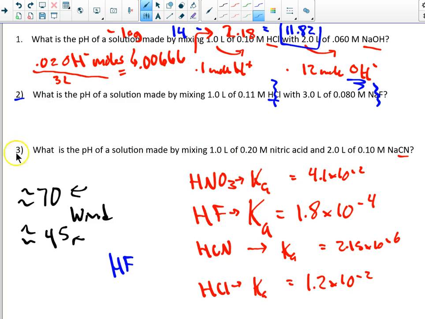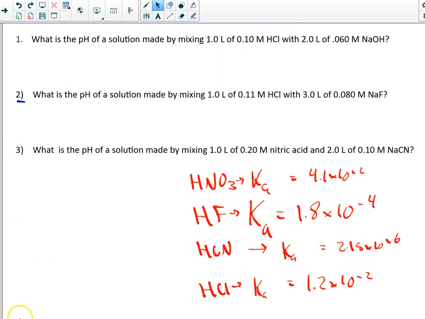Number 3 is going to be similar to number 2 probably. Okay, number 2, what is the pH made by mixing HCl with NaF? So we have F minus and we have H plus. So that's a good sign that this might be a buffer. We have to do the math first, right? So it's just 1 times 0.11, so you have 0.11 moles of H plus, and then 3 times 0.08, so that's 0.24 moles of F minus.